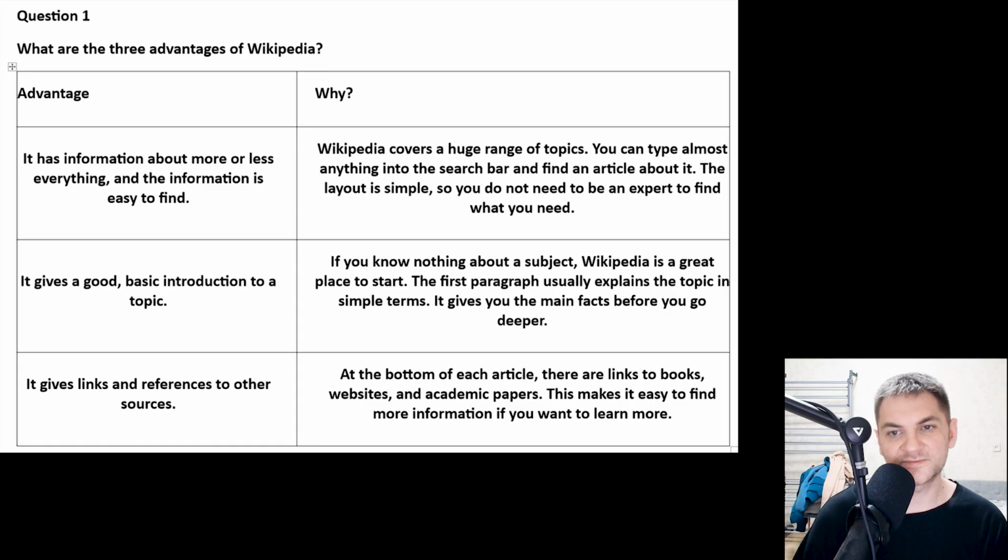The first paragraph usually explains a topic in simple terms. It gives you the main facts before you go deeper. And it gives links and references to other sources. At the bottom of each article, there are links to books, websites, and academic papers. This makes it easy to find more information if you want to learn more.